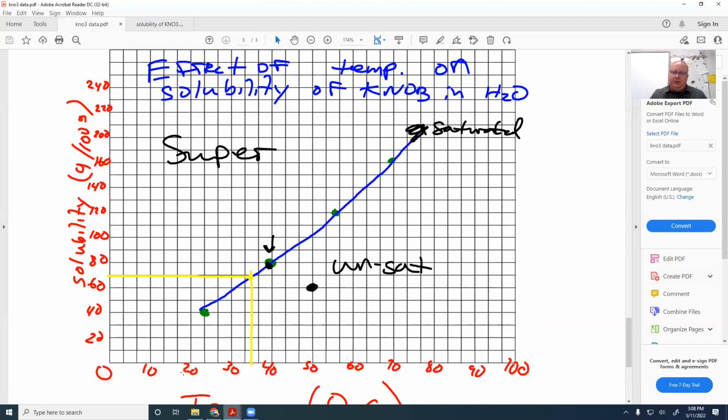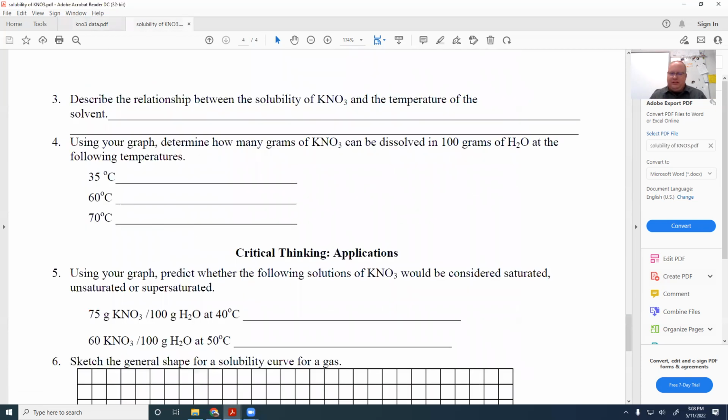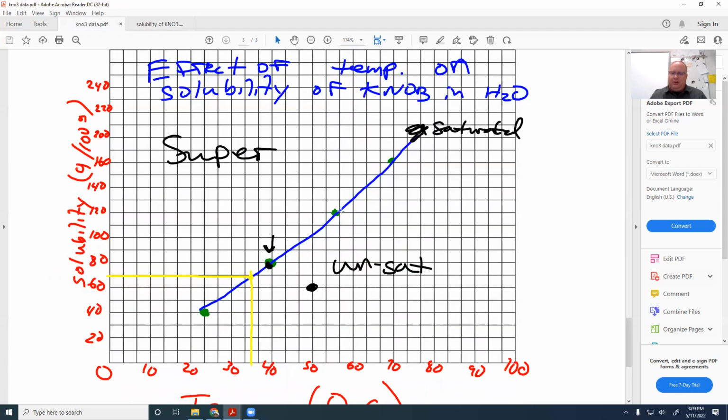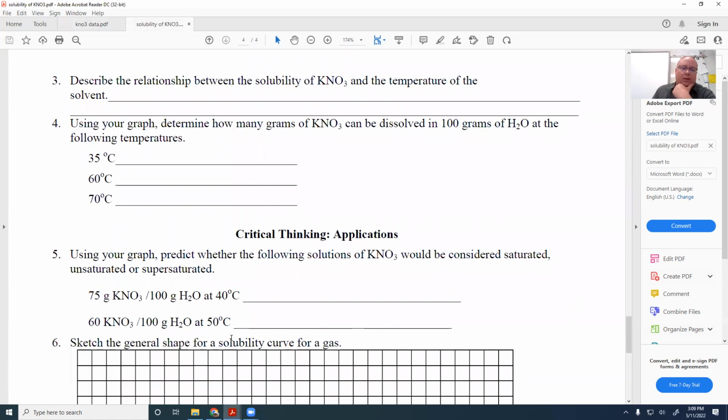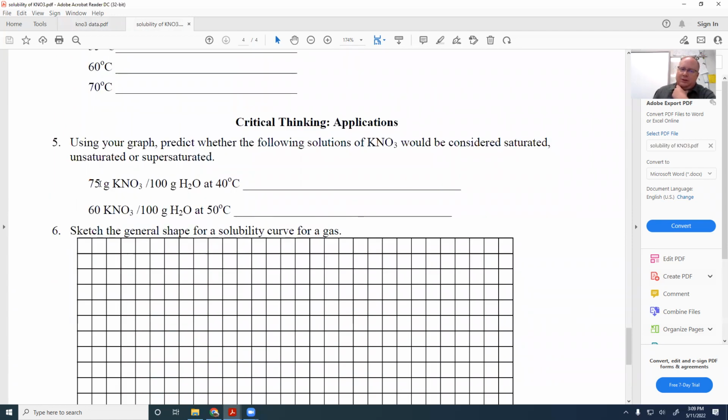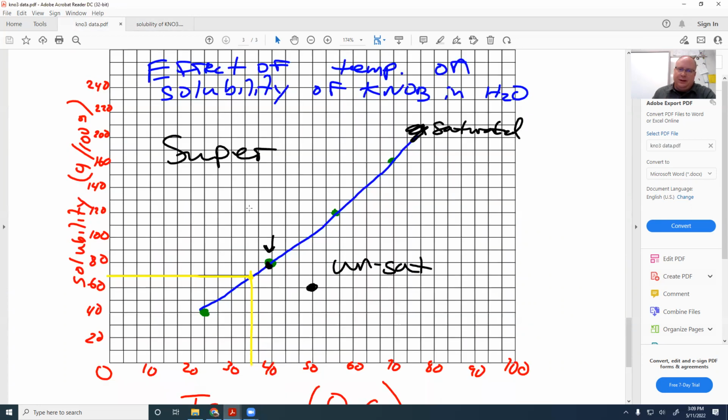And then of course you can just do this for the other ones where you go to 60 and you draw your dot and then go across and then figure out what the solubility is. And then you can do that same thing for the next question, which is 70 degrees. So then once you have that, go to 75 out of 100, which are my little black dots here. So I go to 75 out of 100, which is right around here. And I draw a little black dot at the 40 degree temperature, wherever it hits the line.